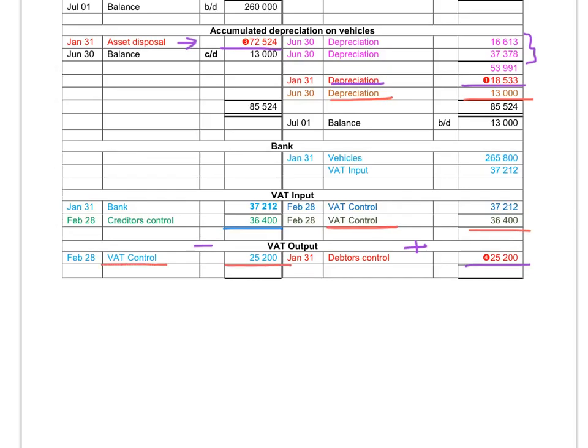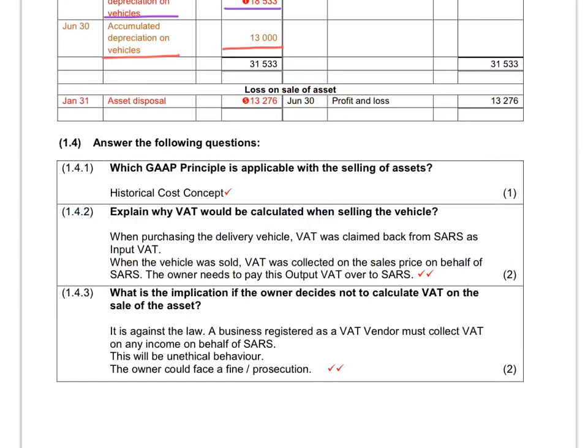Which GAAP principle is applicable when the selling of assets? The historical costs concept, because the price that we originally paid for the asset will be removed from our books. Why must VAT be calculated when selling the vehicle? When we purchase the vehicle, we claim VAT back from SARS. So if we sell the vehicle, we have to pay VAT to SARS.